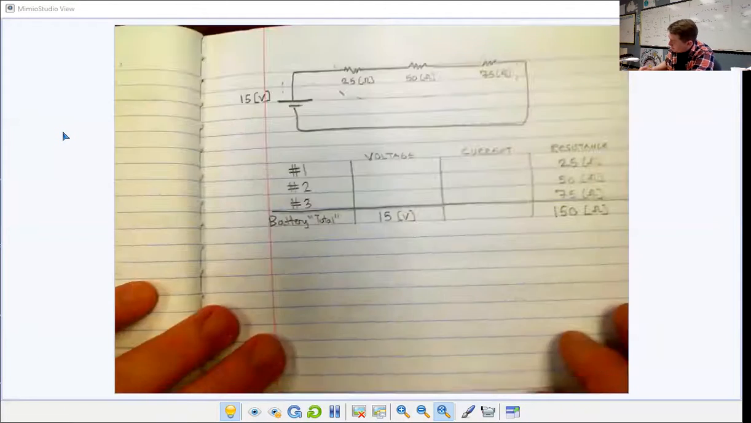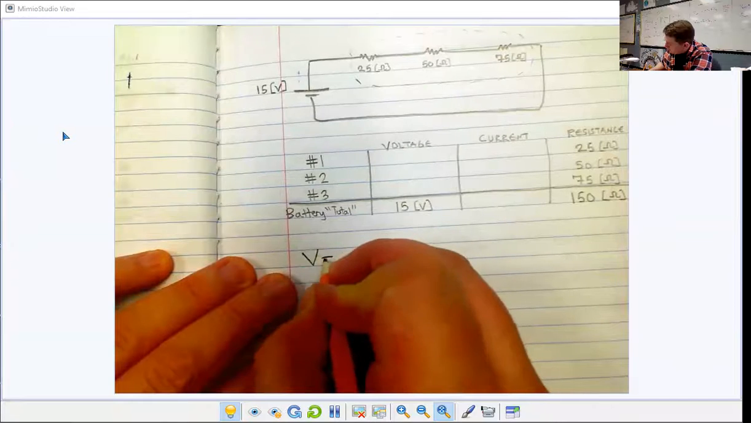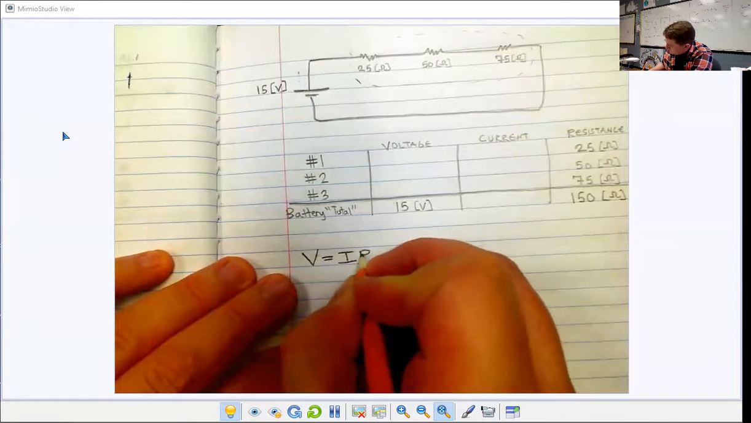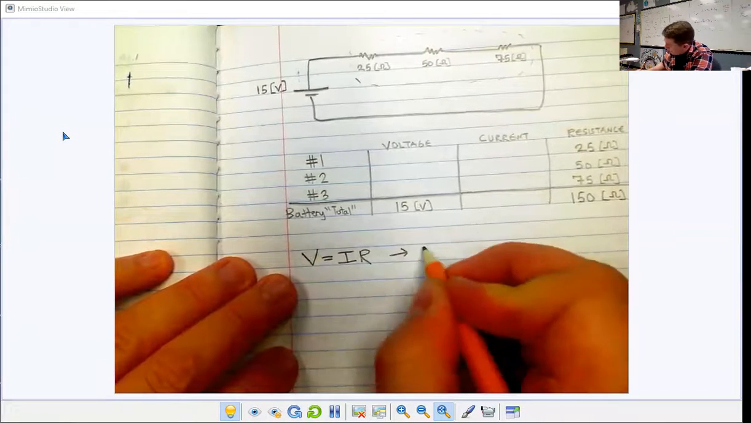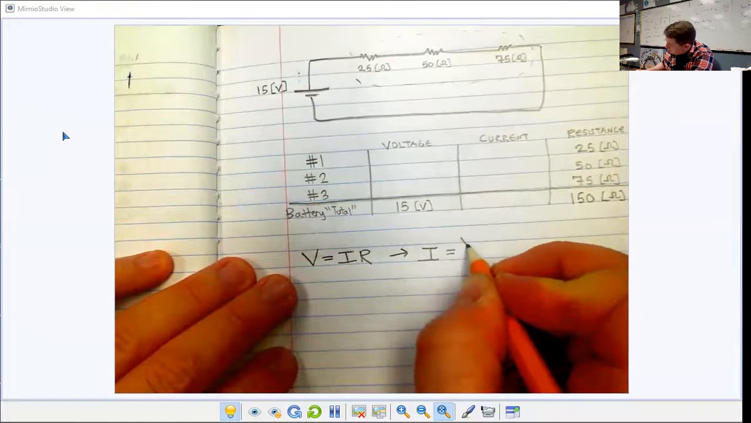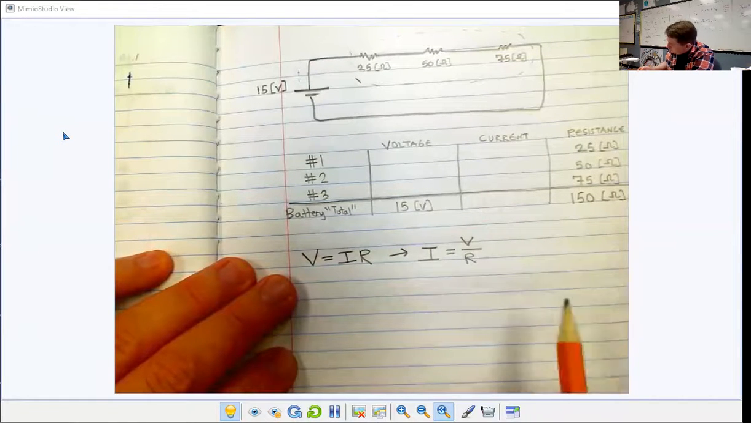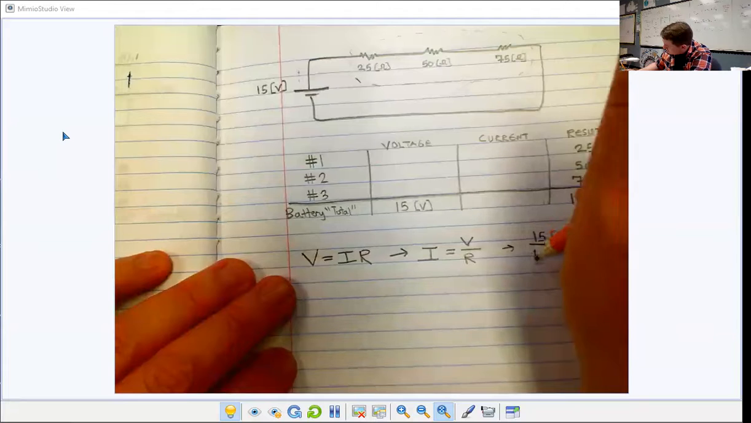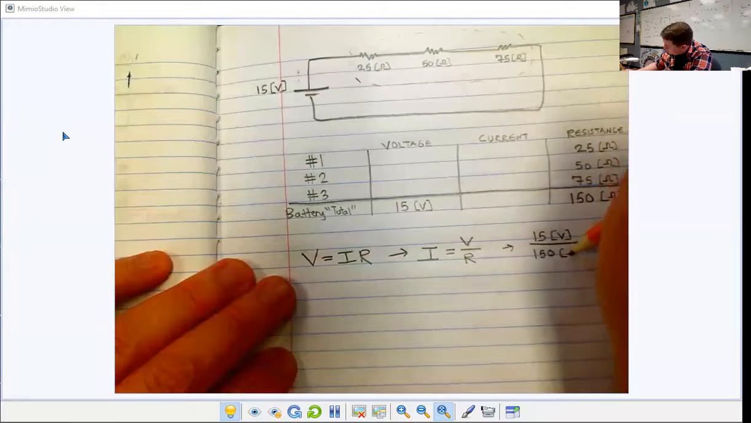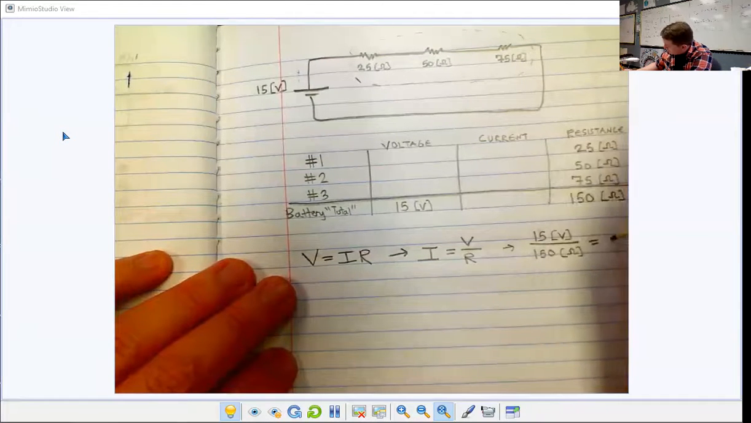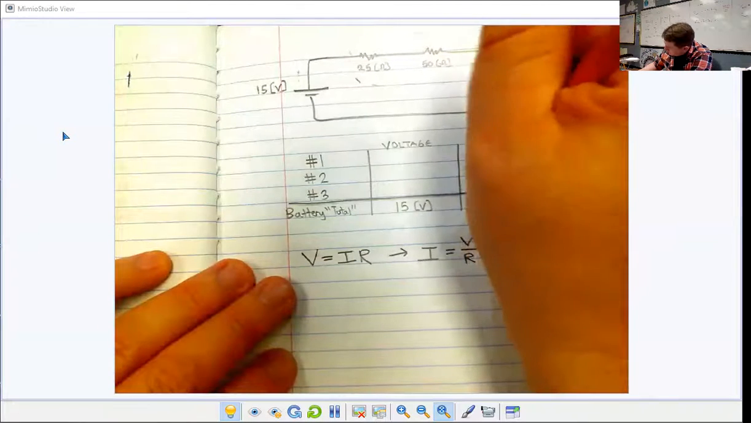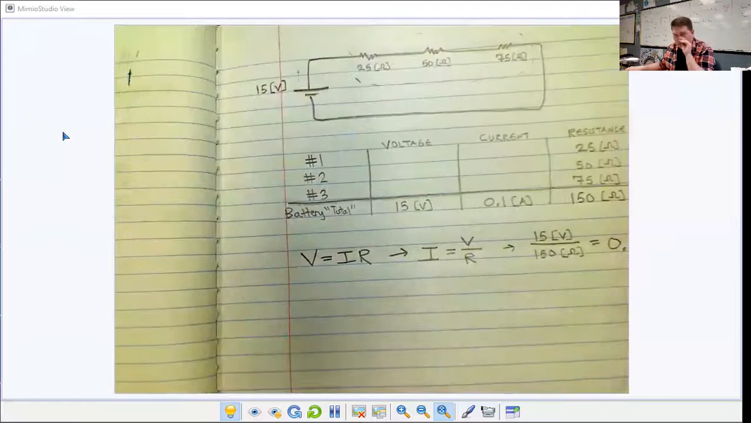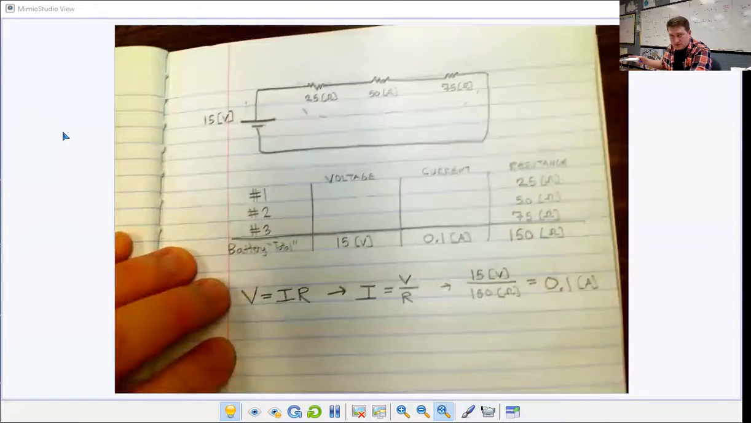Therefore, I can calculate the current using Ohm's law. Well, V equals IR. Solving for current, I'm going to have I equals V over R. The battery is 15 volts. The total equivalent resistance is 150 ohms. And that obviously is 0.1 amps. So that's how much current will be able to come out of the battery based on the total resistance.